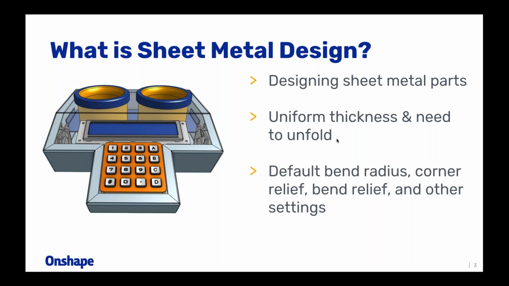The last thing I want to mention about this is that it has the rules. It has to be able to unfold. It has the default bend radius, default corner relief. You can establish all of these default sheet metal specific settings as part of your design, and it just makes the sheet metal design process very easy. So in short, sheet metal design is, of course, about building 3D sheet metal models that unfold and have uniform thickness. The sheet metal tools that are available also make things simpler, like default bend radiuses and corner reliefs, just to make the process smooth.